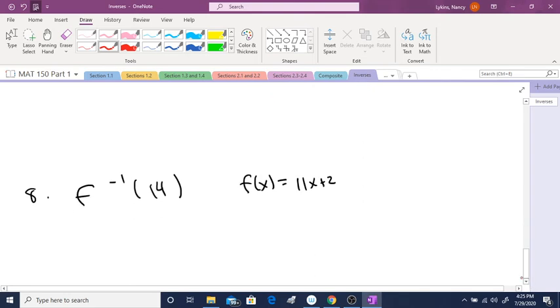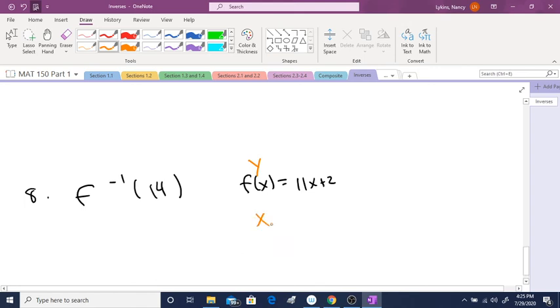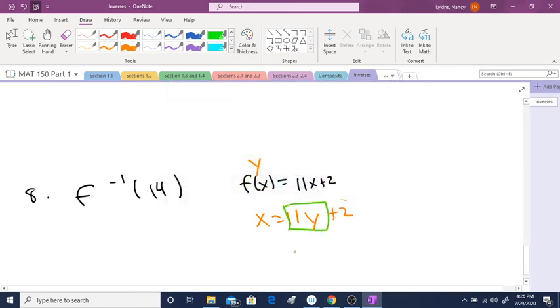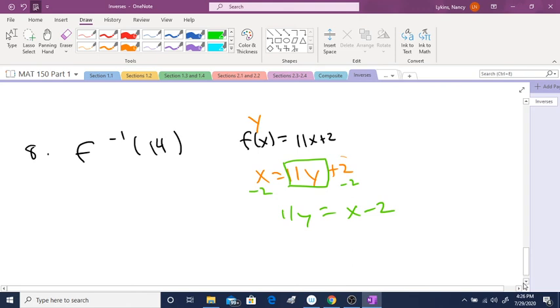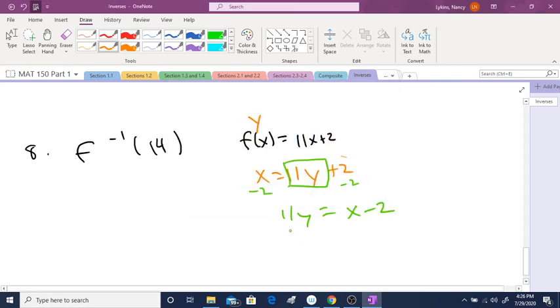And finally, my last one, I want you to find the inverse and plug in 14. That's what I'm saying. You don't put in 14 at the beginning. You want to find your inverse and then plug in 14 for that x. Okay? So once again, that's my y value. I'm going to switch it. So it's x equals 11y plus 2. I'm going to solve for my y, so I'm going to protect 11y. So 11y equals, and then I'm going to subtract 2 on both sides. So it'll be x minus 2. And I'm going to divide by 11.